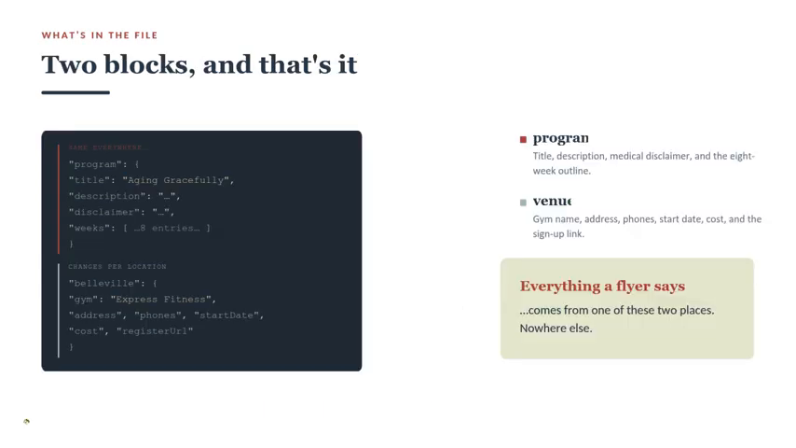The whole thing has 2 parts, the top and the program block. The stuff that's the same everywhere: the class title, description, the medical disclaimer, the 8-week outline. And down here, the venue block, the stuff that changes per location: the gym name, the address, the phone, the start time, the cost, the sign up link. That's everything a flyer says, and it comes from one of these 2 places.